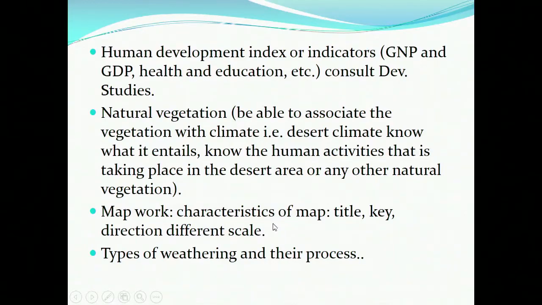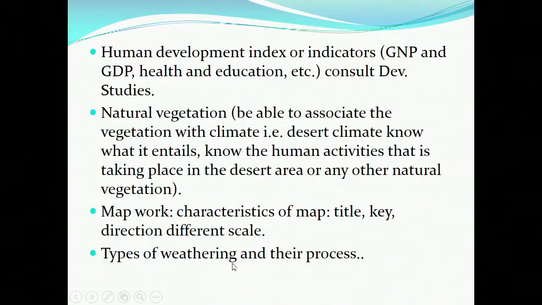And the other thing is you have to study the map work. Please do know how to calculate the gradient, how steep the area is, for example. So if you come across it and you do not understand how to go about it, you can always call me so that I can tell you how to go about it.